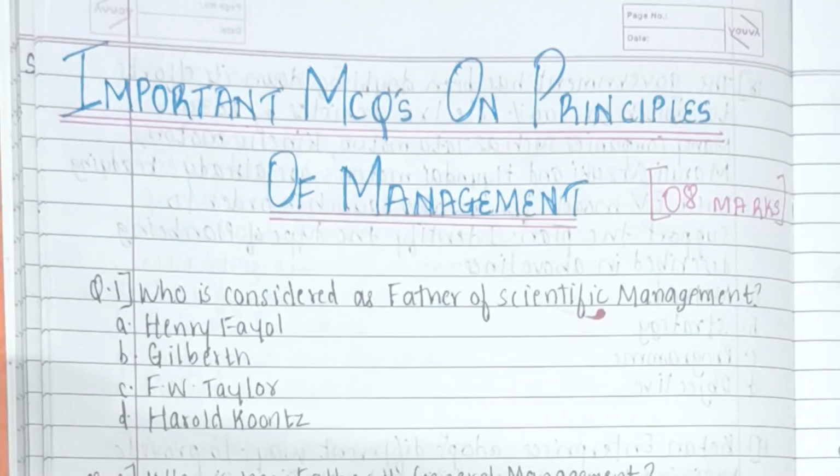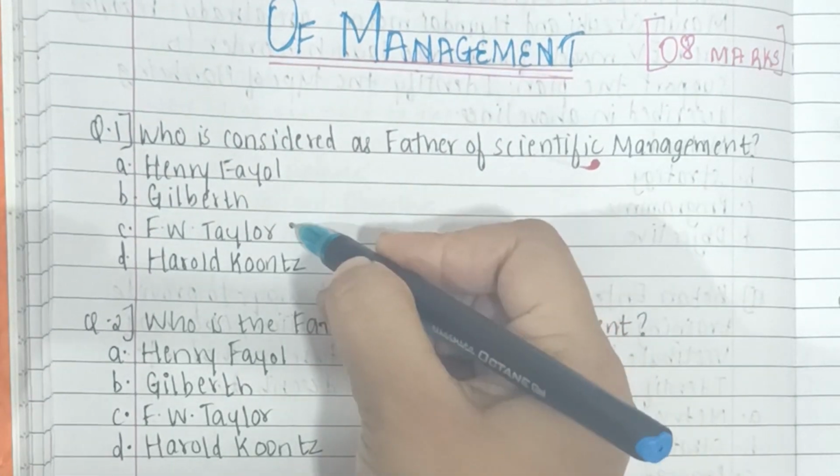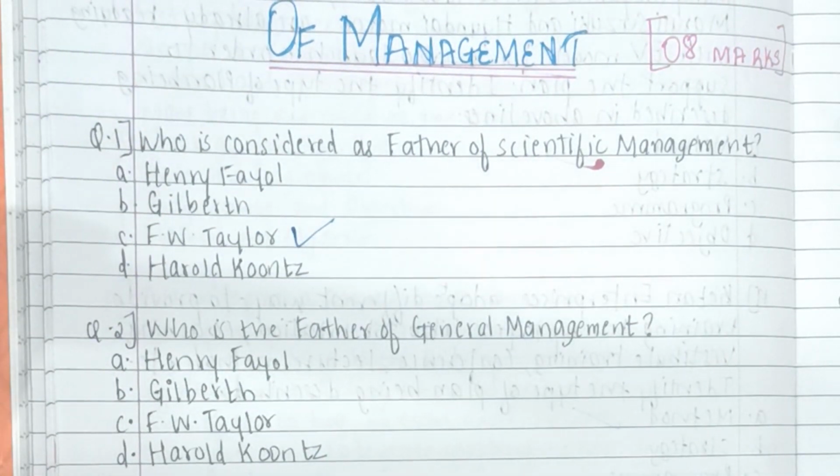So in today's session, we'll be discussing multiple choice questions on the chapter Principles of Management. This particular chapter comprises 8 marks. So let's start. Who is considered as the father of scientific management? Students, we should know that the father of scientific management is F.W. Taylor, that is Frederick Winslow Taylor.